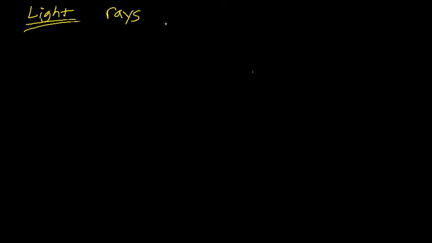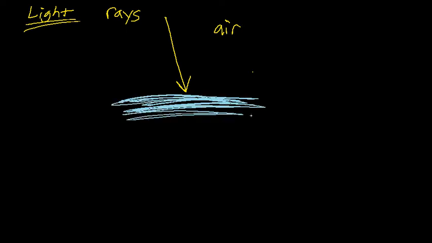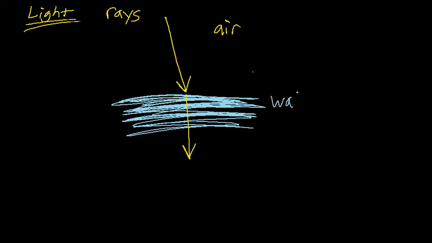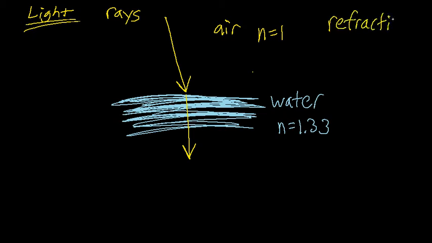So let's go ahead and do an example of a single ray of light, a single photon, moving through the air, which then runs into some water. What happens to this light ray is it bends, changes direction as it gets into the water. And when the light bends like this, because of the difference in the index of refraction, that bending is called refraction, where the light bends.